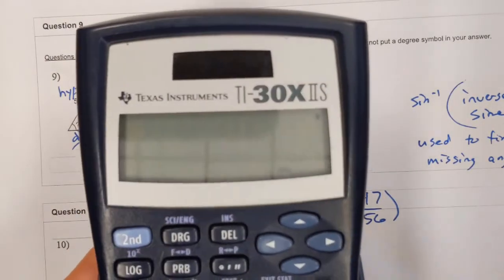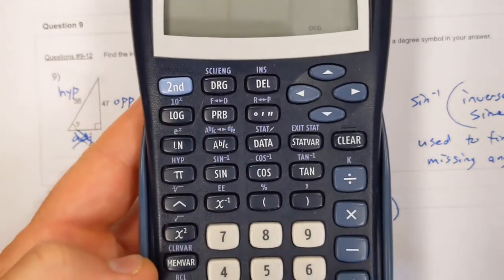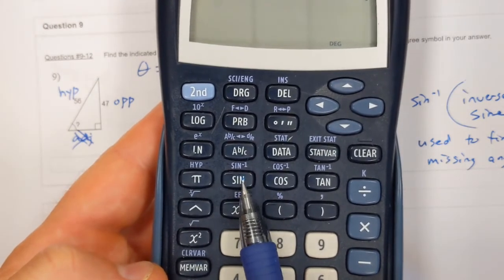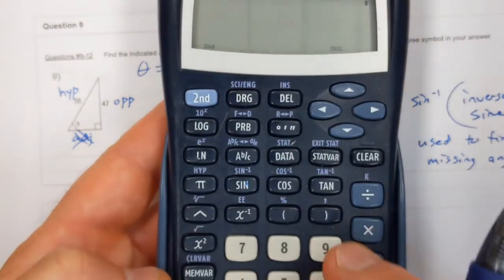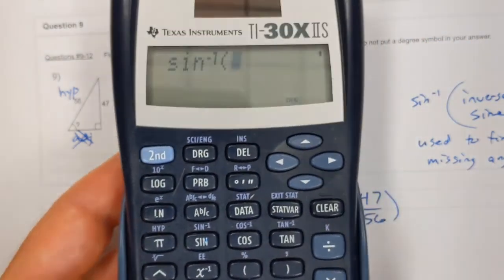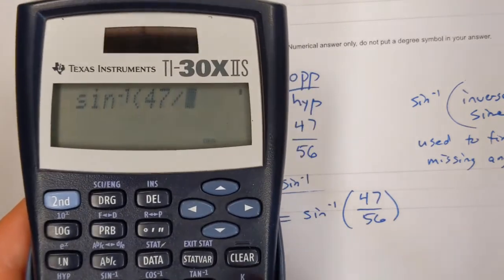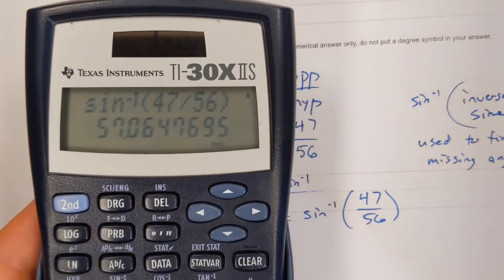If you're having trouble finding this on a calculator, I know you can do it on Google. On my calculator here, it's above my sine button in purple. My sine button is here, so above that is this purple sine of -1. That's inverse sine. So I press inverse sine, type in my fraction as a division problem, 47 divided by 56, and hit enter. And this will tell me the angle.